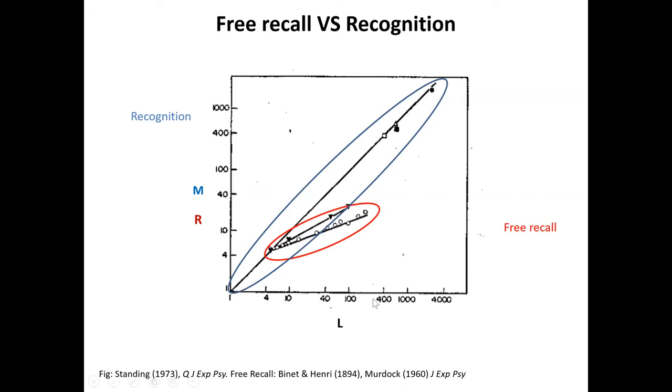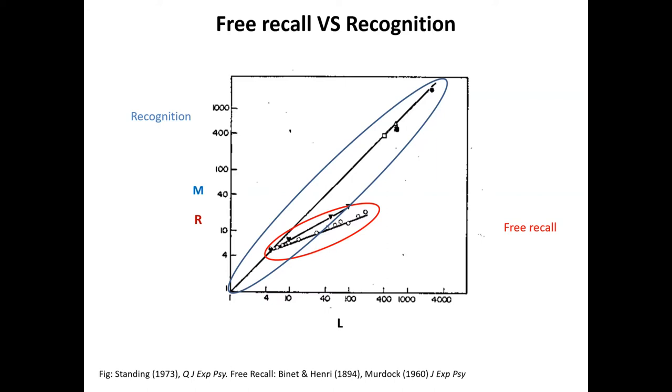So here I show you L, which stands for the total number of words in the list. And here there are two measures. One is R, which is how many words people can recall. And then there is another measure, M, and I will go back to it later, but here it just means some estimate of how many words from the list people remember at the end of presentation. Right? That's very important because you cannot remember all the words if they're presented to you with a fast speed.